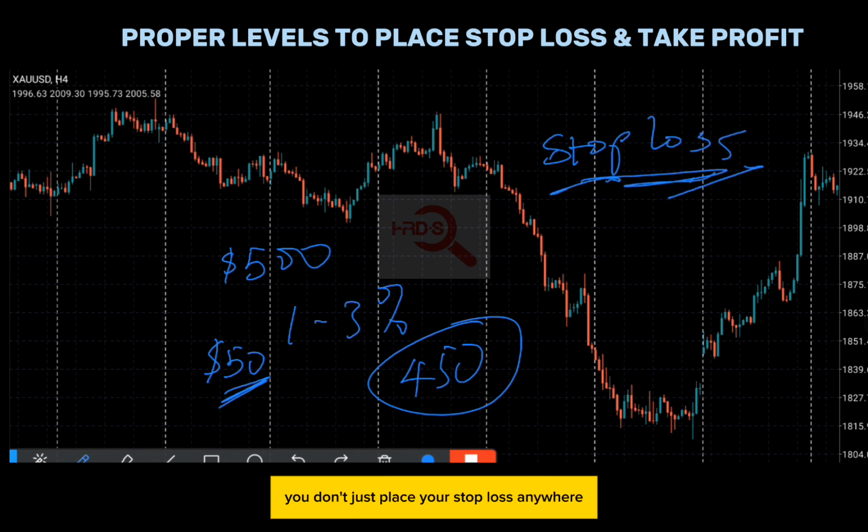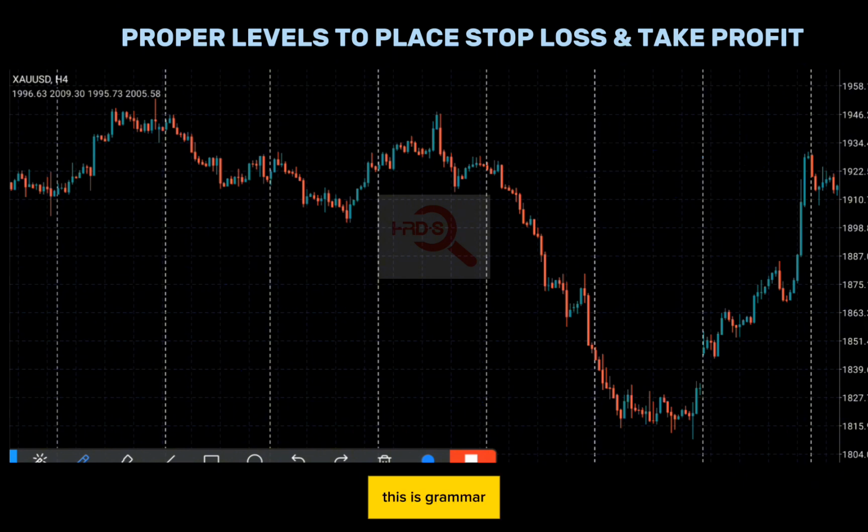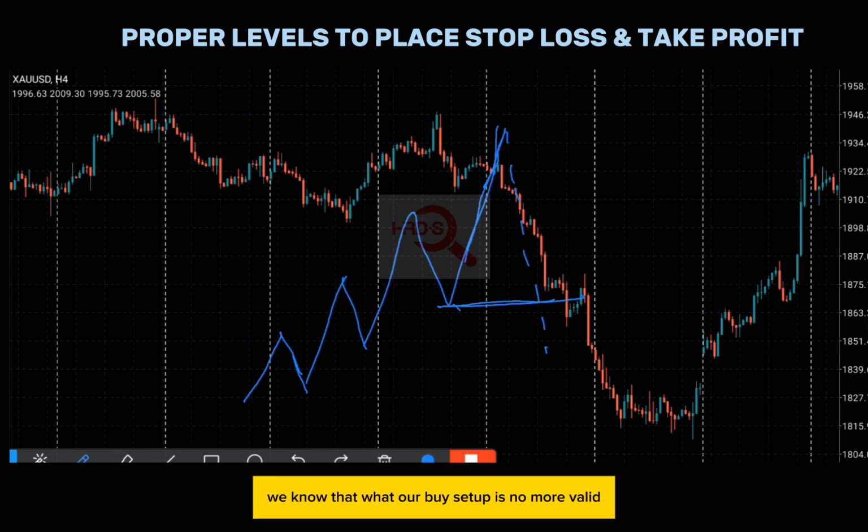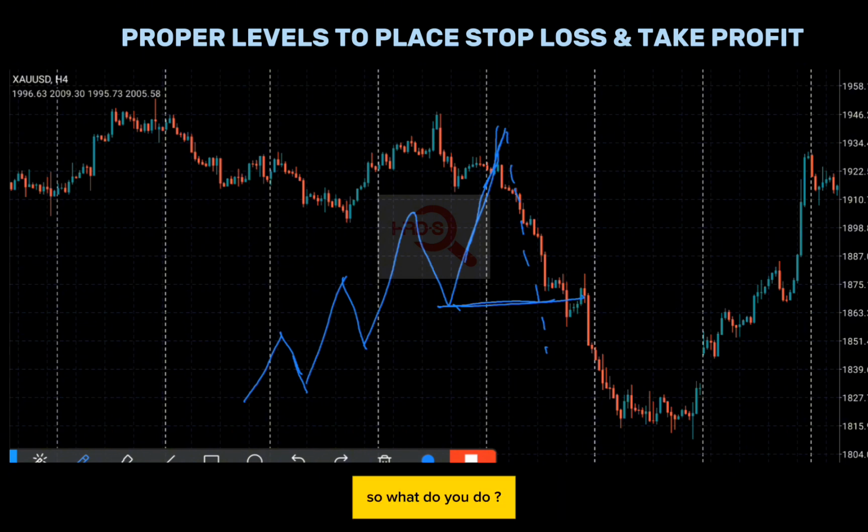You don't just place your stop loss anywhere. You need to place your stop loss in the zones that invalidate that setup. Let me simplify. If we're in an uptrend, higher highs, higher lows, and this is the low after we've made a new high, this is the low that, the moment the market breaks it, we know that our buy setup is no more valid, that sellers are now in charge. So this is the level that invalidates your setup. You will come slightly below this low and place your stop loss, SL, in brief.